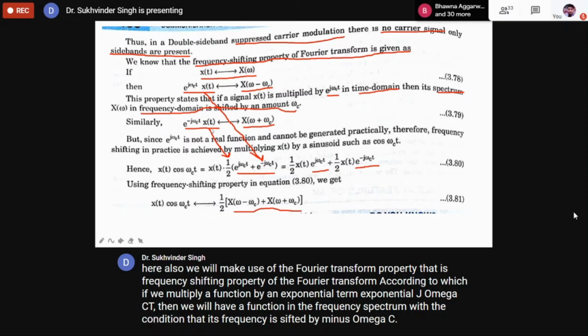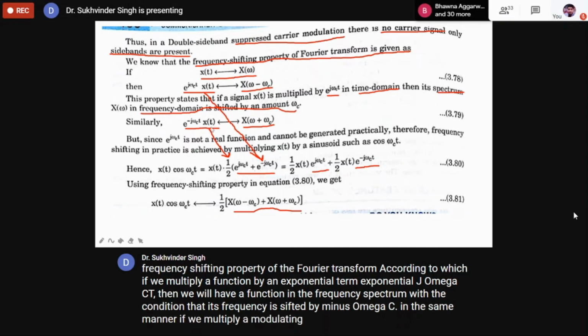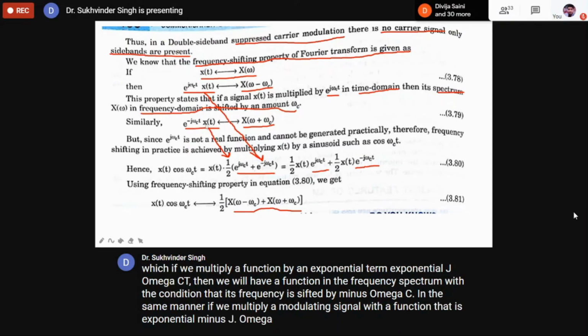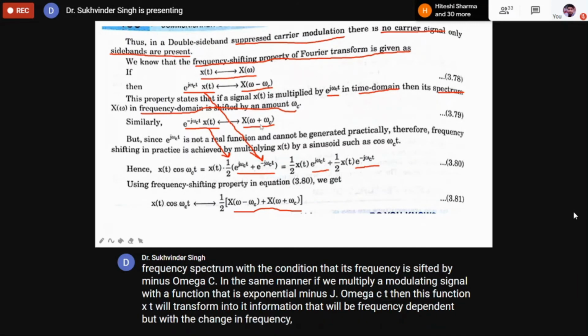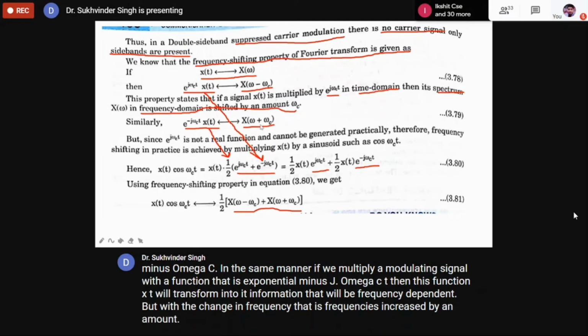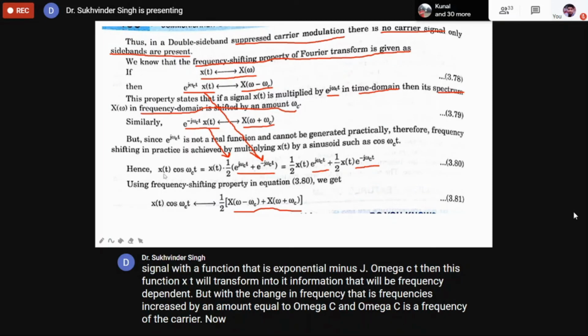In the same manner, if we multiply a modulating signal with a function that is exponential minus j omega ct, then this function xt will transform into a function that will be frequency dependent, but with the change in frequency, that is, frequency is increased by an amount equal to omega c, and omega c is the frequency of the carrier. Now we know that the message signal is written as xt cos omega ct.